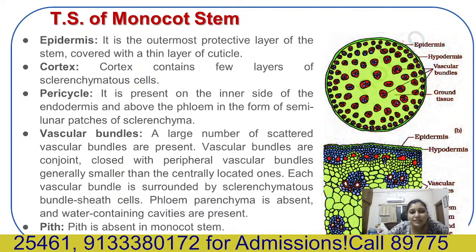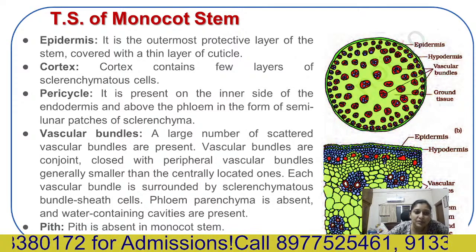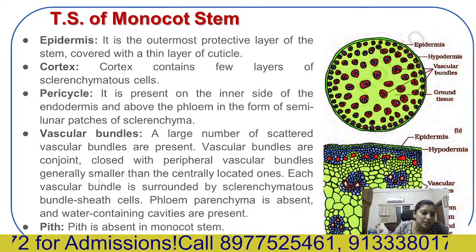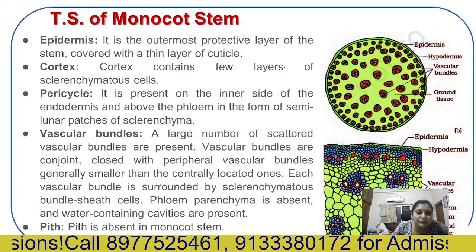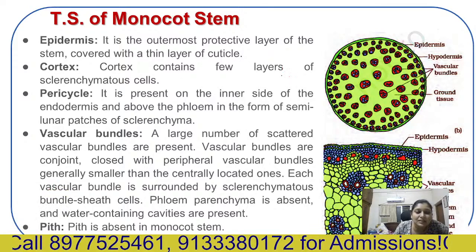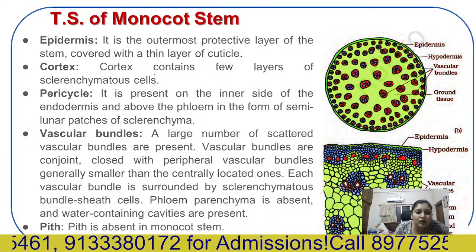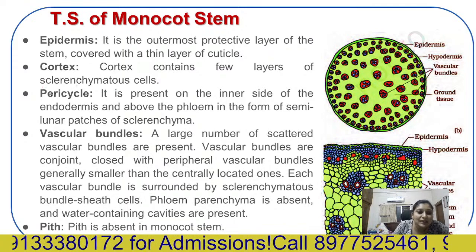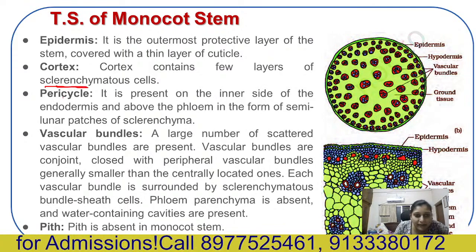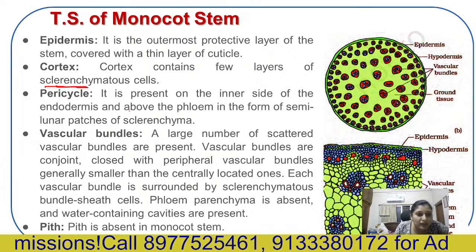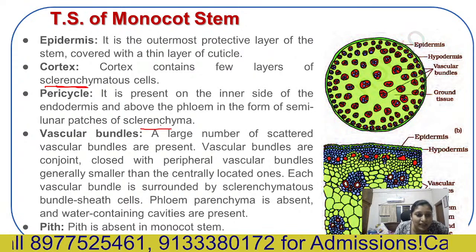Then the monocot stem. Here the epidermis layer is the same, covered by a cuticle layer. Then the cortex contains a few layers of sclerenchyma cells, not three divided layers of the cortex region. Only sclerenchyma, not collenchyma, not parenchyma. Then the pericycle, on the inner side of the endodermis above the phloem, forms a semilunar patch of sclerenchyma.